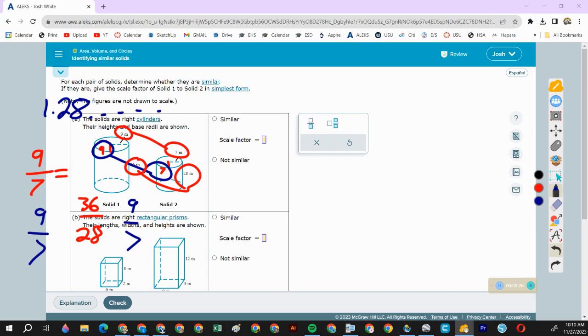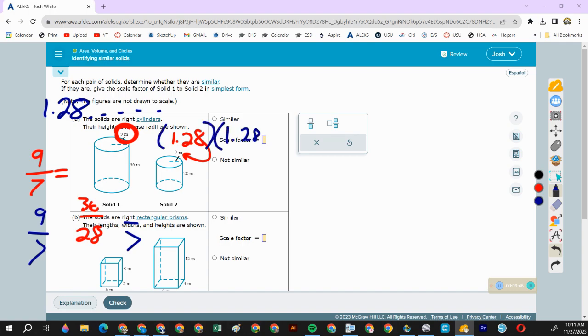Okay. So what about their volumes? So this side is 1.28 times 7. What about the volume? Well, the volume uses all three directions. So the x is 1.28, the y is 1.28, and the z is also 1.28. So the ratio of the volumes is 1.28 to the third.